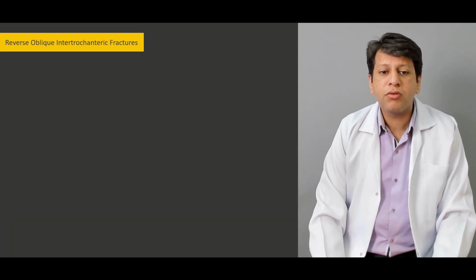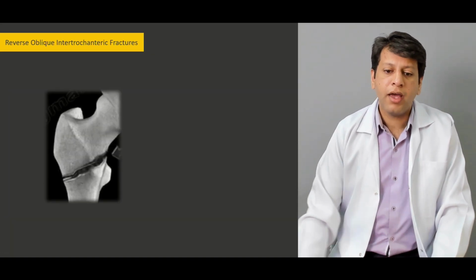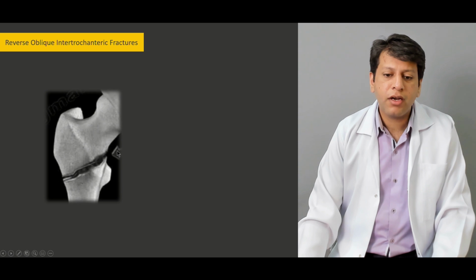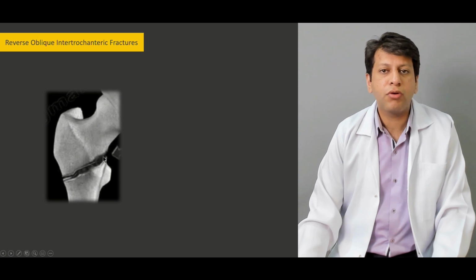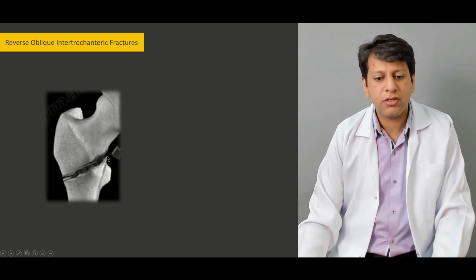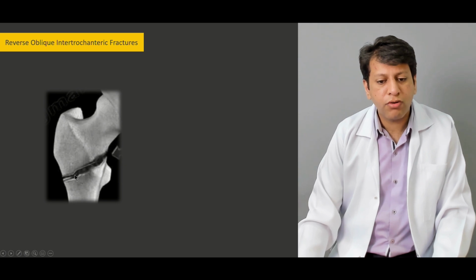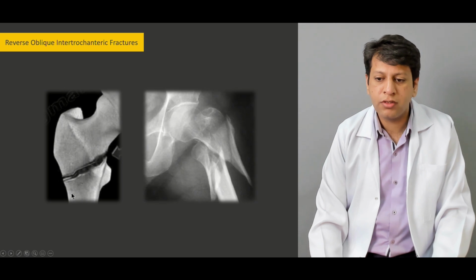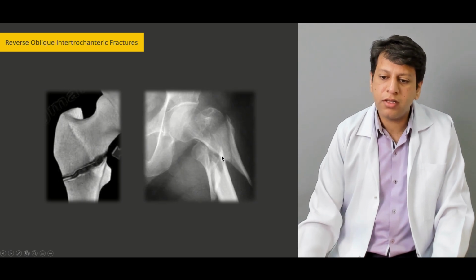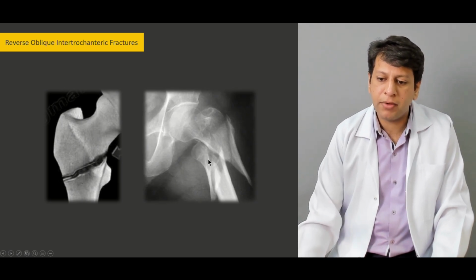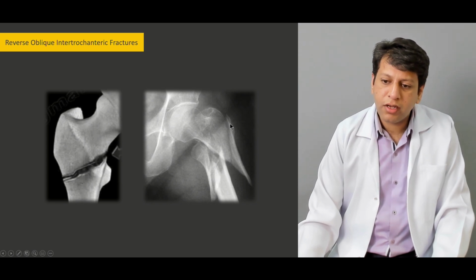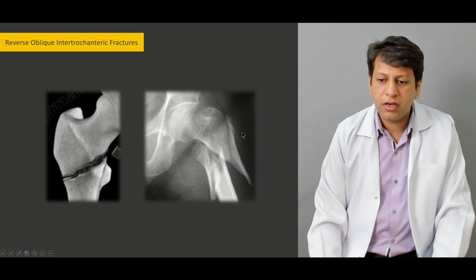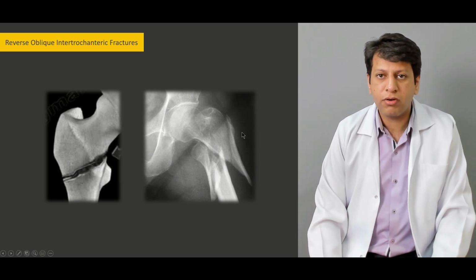Now coming to the reverse oblique intertrochanteric fractures. As I told you, the fracture line could be comminuted or it could be a single fracture line. It starts at the lesser troch and goes all the way downwards and outwards toward the shaft or subtroch region. Classically, the fracture line goes like this, and there is also a fracture line going up towards the greater troch area as well.